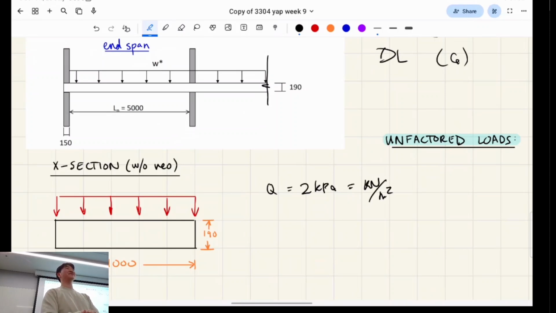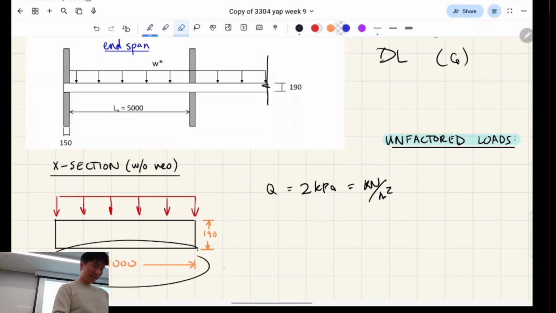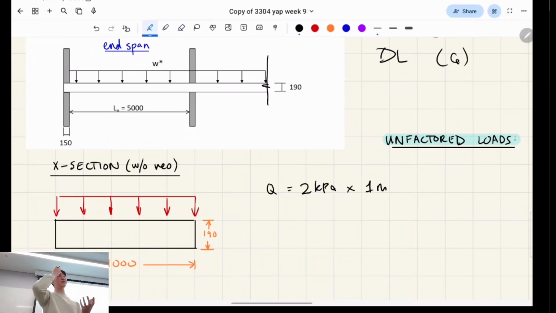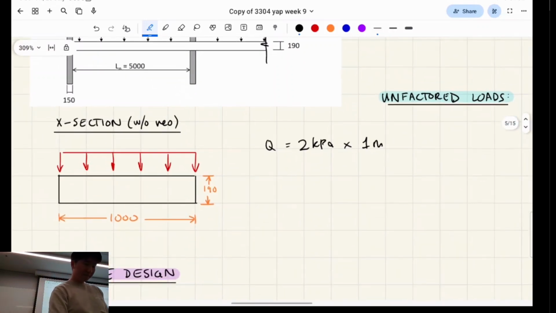So currently we have per meter squared. We multiply it by the slab width, which is always 1 meter, right? So kPa is essentially times 1 meter for slabs. This can be different for a beam, because a beam can be like 600 mil wide, in which case 2 kPa is not 2 kilonewtons per meter, right?